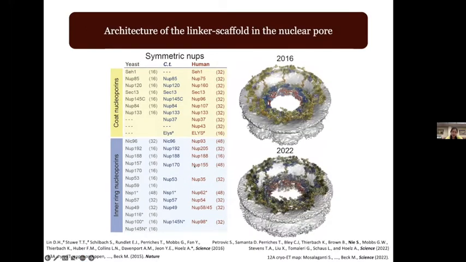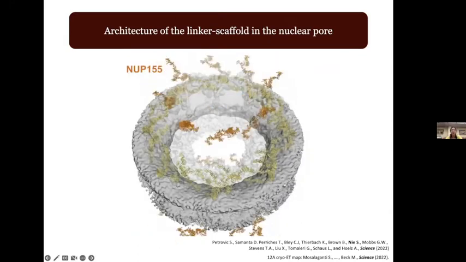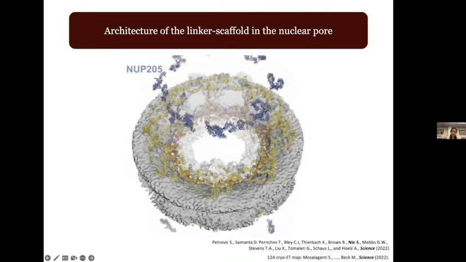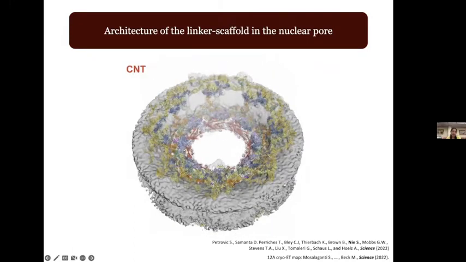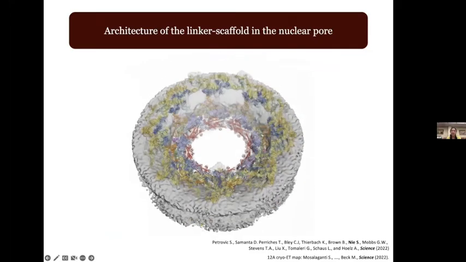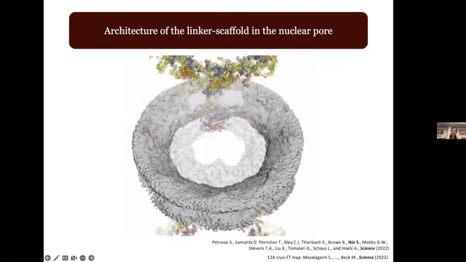This structure was improved this year by another group, who introduced more details by solving a lot of structures. All the structures belong to the inner ring nuclear pore proteins: 155, 93, 25, and 188. Then, using these structures, they finished the characterization of the symmetry core of the nuclear pore.